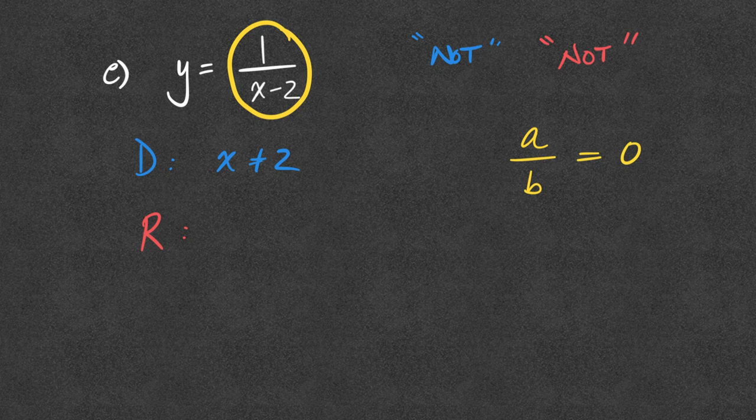I would hope that relatively quickly, through our discussions elsewhere in the course, we recognize that the only way to make a fraction equal to 0 is to make the top equal to 0. I know my bottom can never equal 0. That would give me undefined.